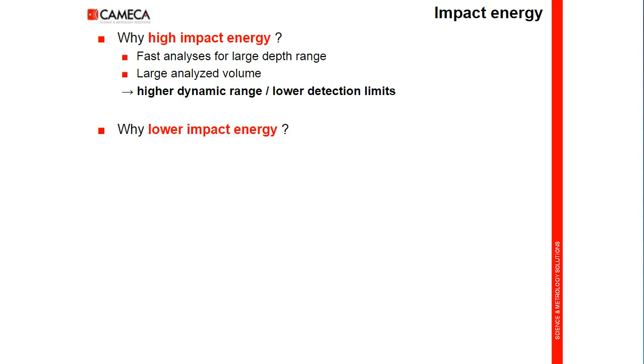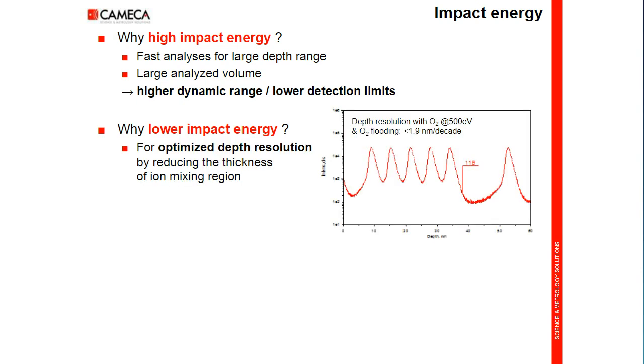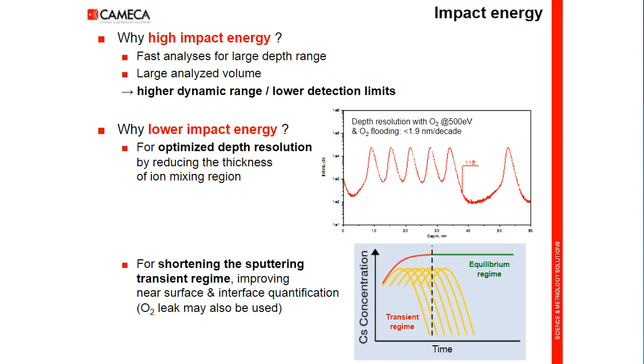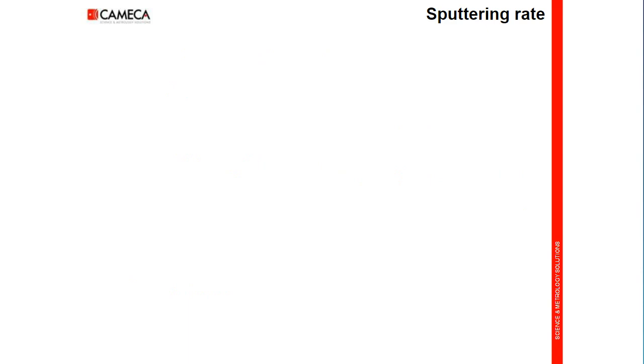Lower impact energy is used for optimized depth resolution by minimizing the thickness of the ion mixing region, and also for improving near-surface and interface quantification by shortening the sputtering transient regime. Note that neutral oxygen leak combined with oxygen ion bombardment may also be used for this purpose.